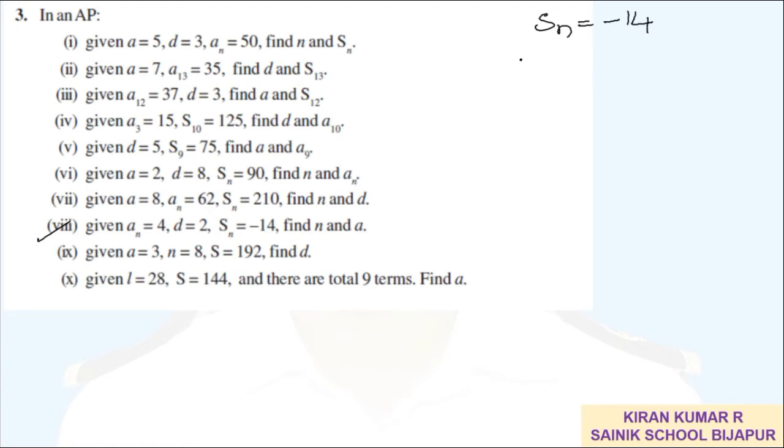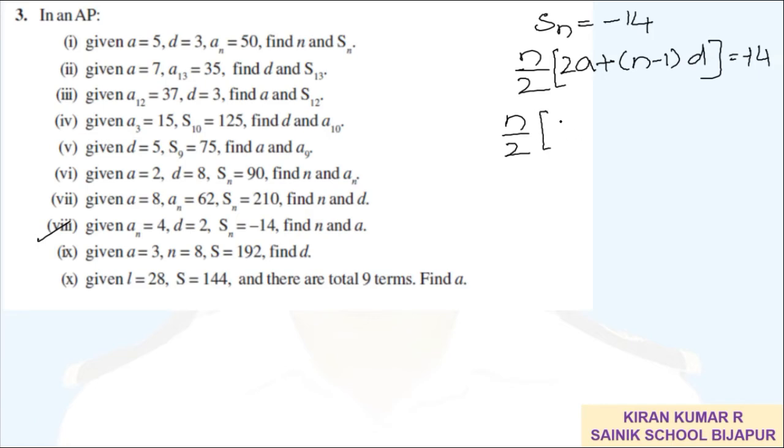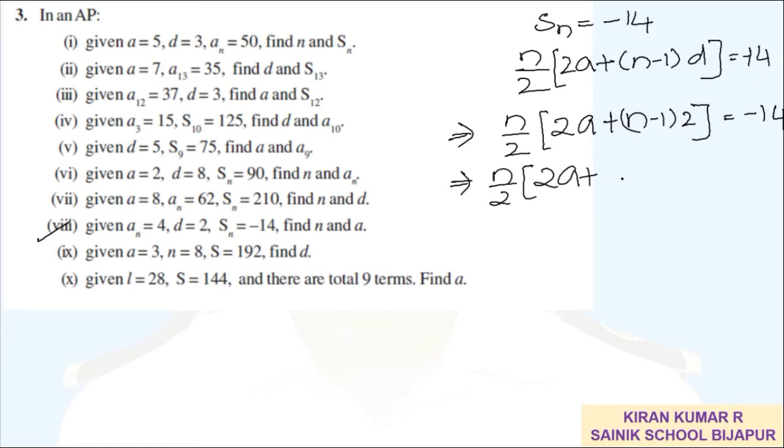and we can make use of Sn, which is n by 2 times of 2a plus n minus 1 into d equal to negative 14. Let me substitute the known things. 2a is written as it is, n minus 1 into the value of d is given as 2. So let me substitute that. We get n by 2 times of 2a plus 2n minus 2 equal to negative 14.